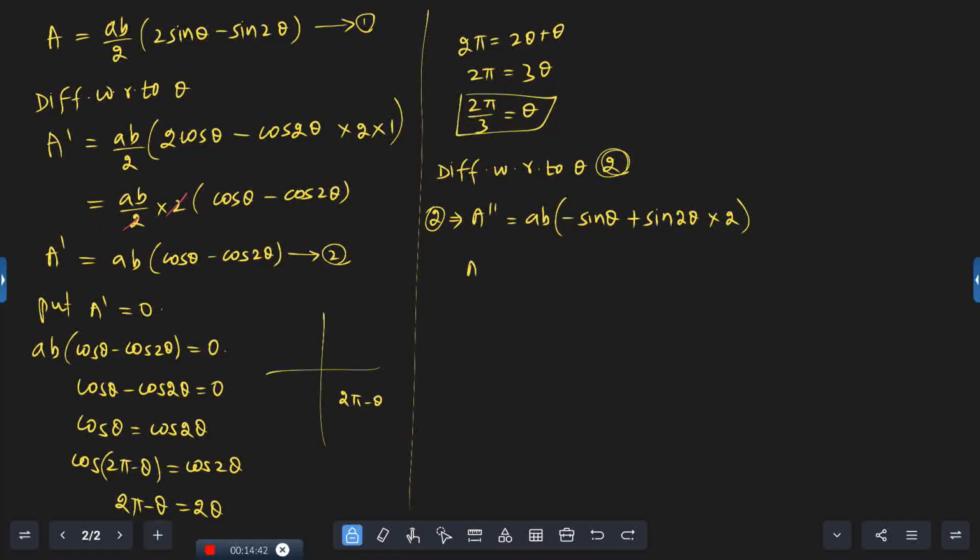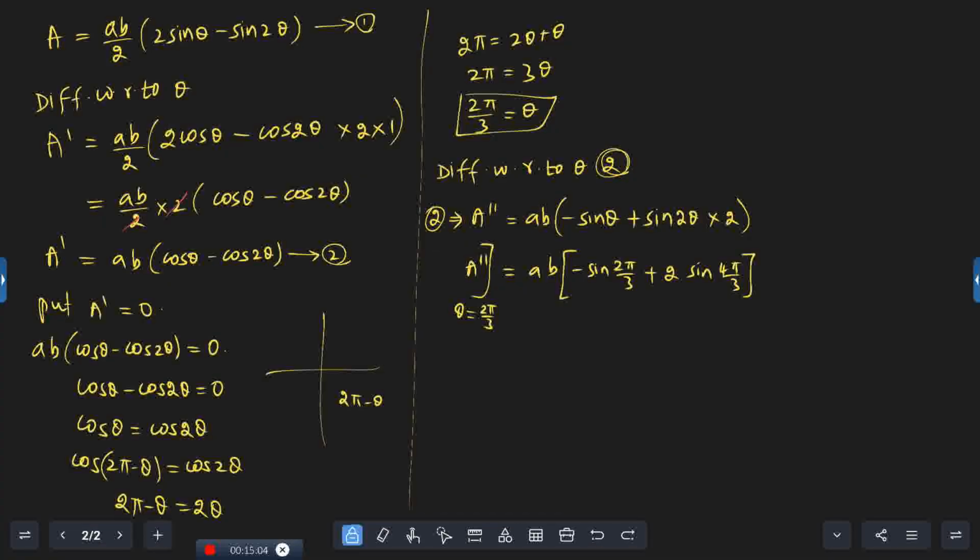You can apply the theta value now. What am I getting? Theta is equal to 2 pi by 3, you can apply. So minus sine 2 pi by 3 plus 2 you can write here. Sine 2 theta, 2 twos are 4, so 4 pi by 3 you can write.